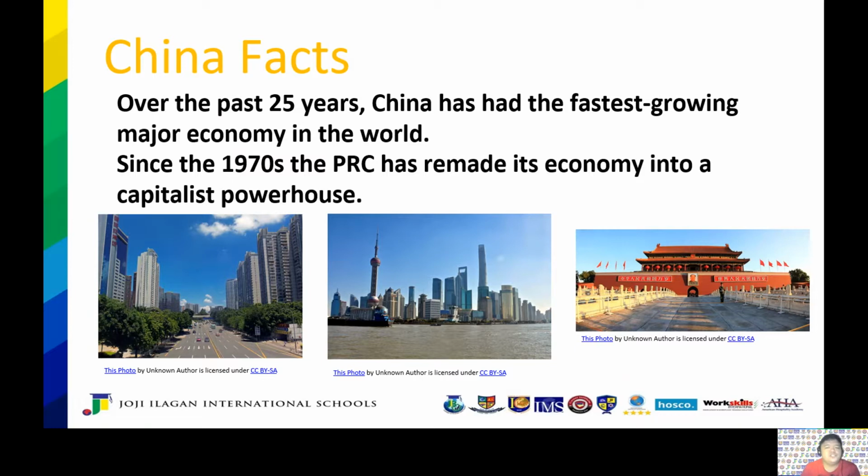For the past 25 years, China has been the fastest growing major economy in the world. Since the 1970s, with the reforms of Deng Xiaoping, the PRC has made its economy into a capitalist powerhouse, with a slight characteristic of socialism. As we can see how China grew into this very prosperous nation, you should observe how its culture and history have shaped the country into what it is today.